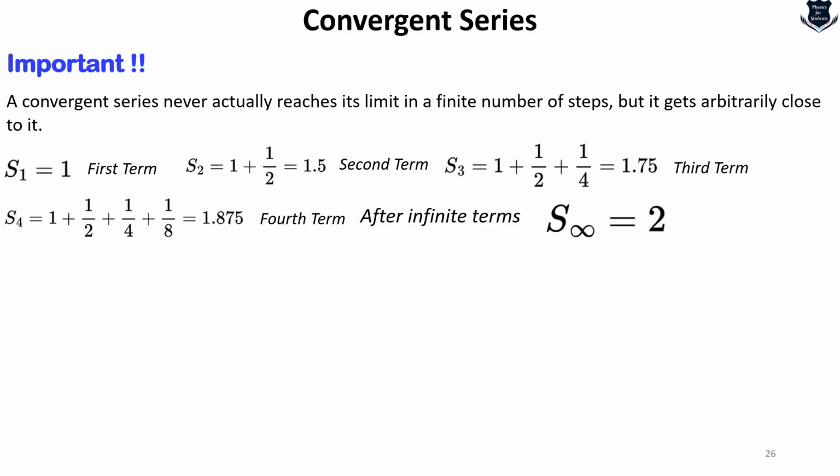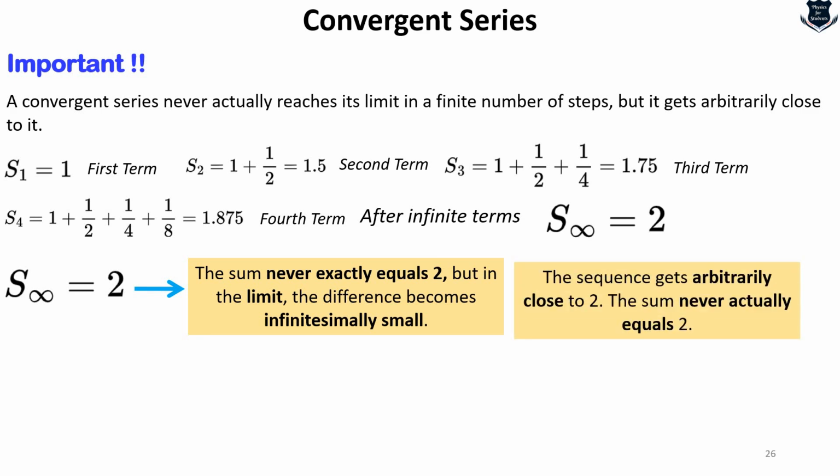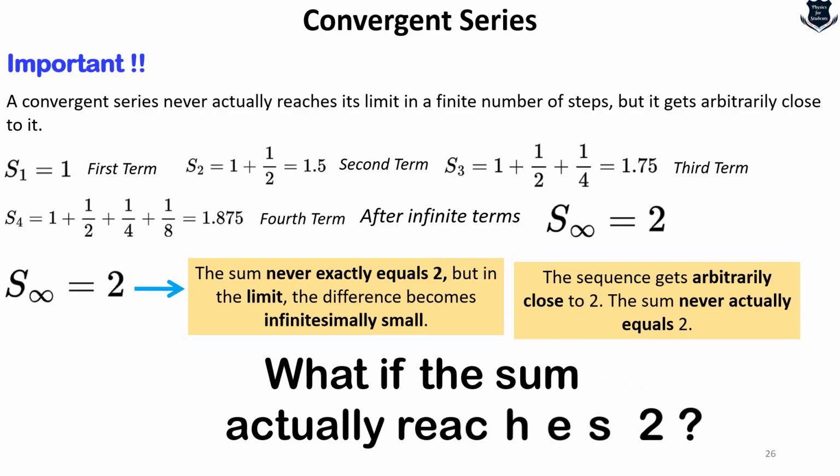So what is the key concept? The key concept is that the series converges to 2, meaning that the sum gets closer and closer to 2 as n approaches infinity. So the difference becomes infinitesimally small, and the sequence gets arbitrarily close to 2, but it never actually reaches 2.